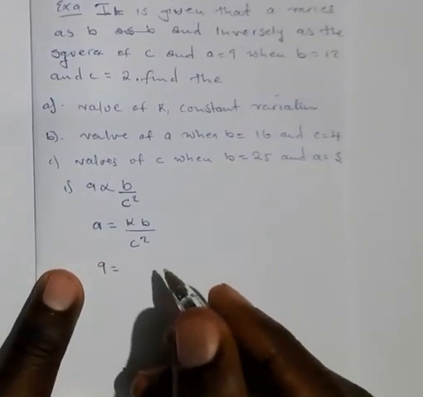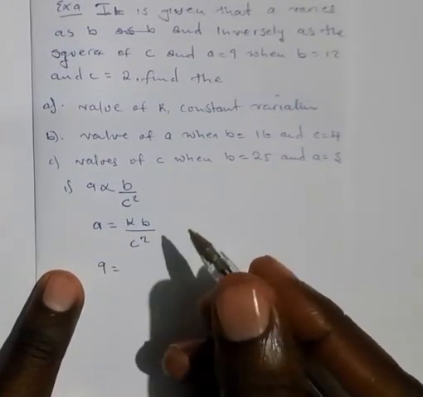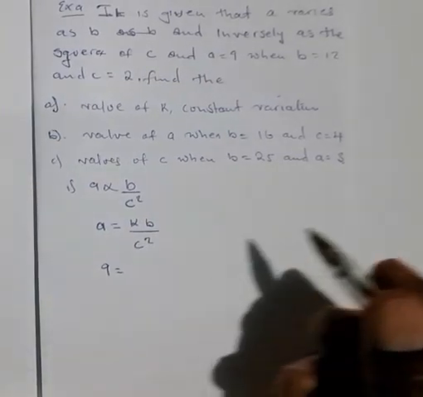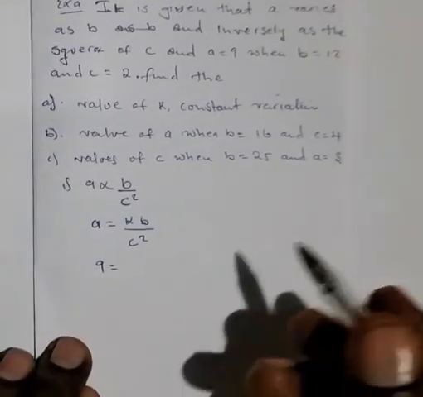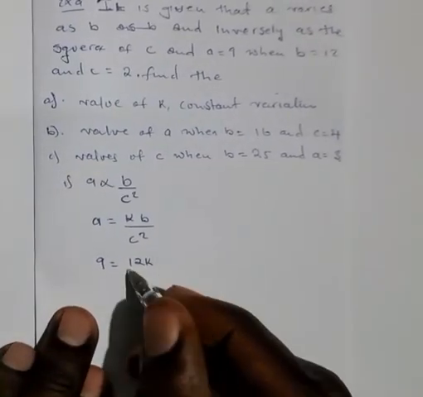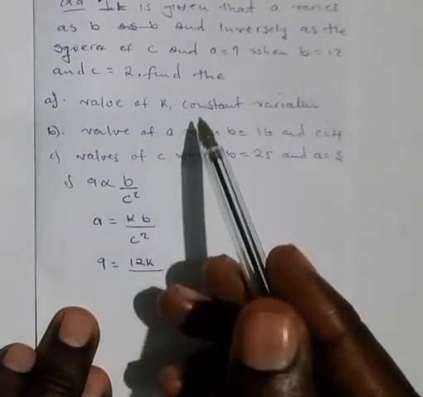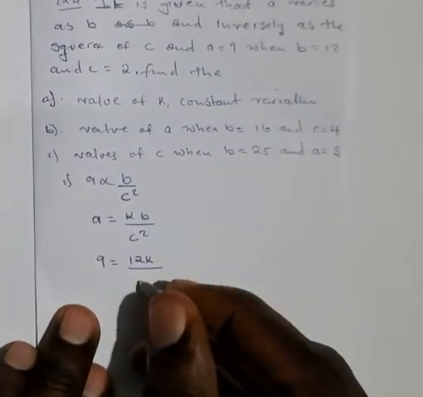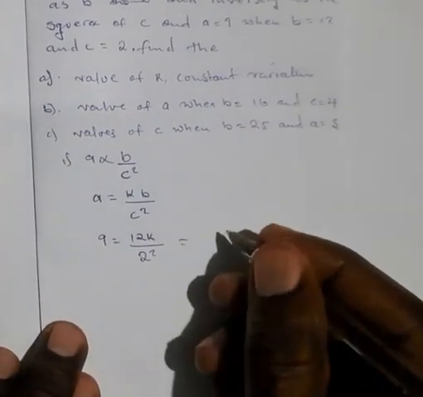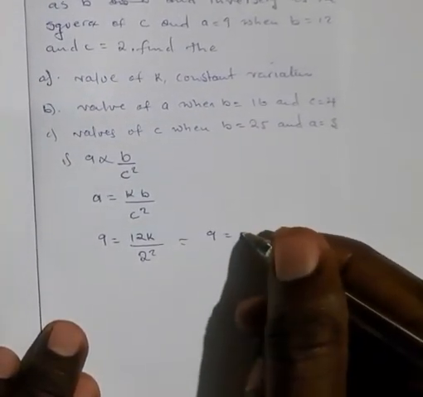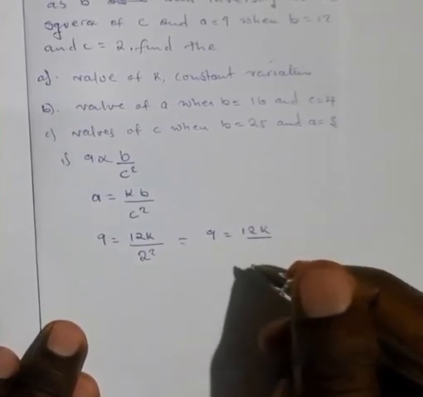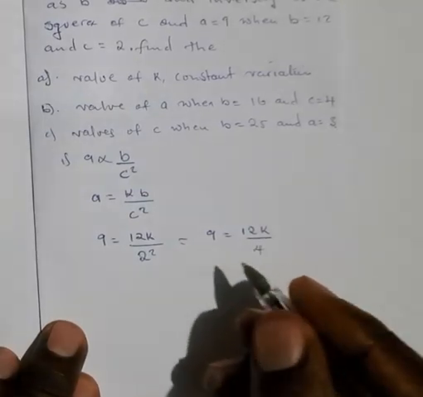just substitution. K, we don't know what K is. Allow me to use the numbers first so that the K goes in front, because if I write K5, K what, it doesn't make sense, does it? So B is 12, so 12, then K in front, over C. What are we told? C is 2. So 2, remember, there's a square there. So 9 is equal to 12K over 2 squared, that is 2 times 2, it's 4.